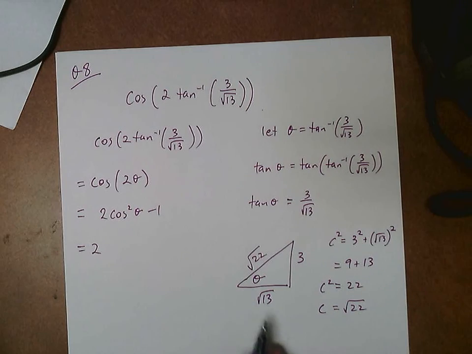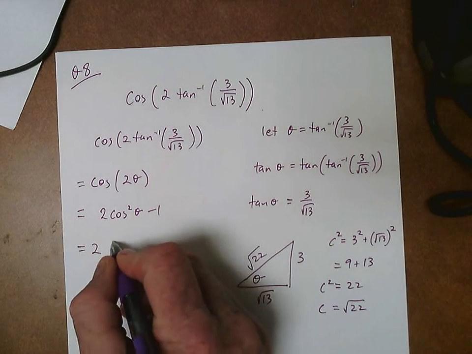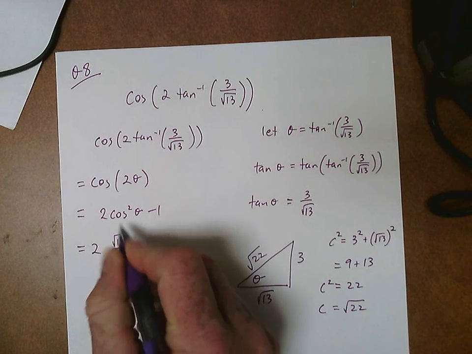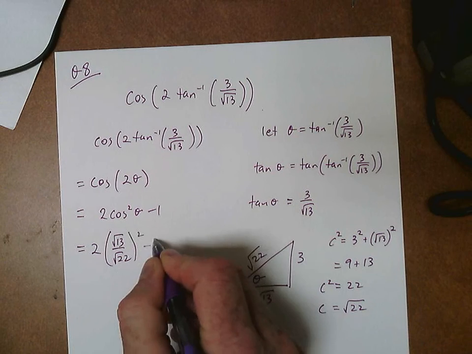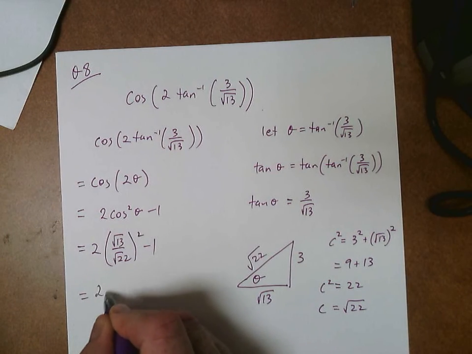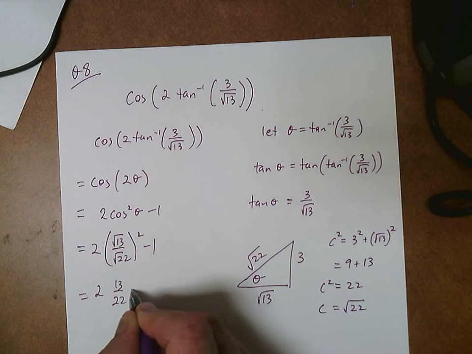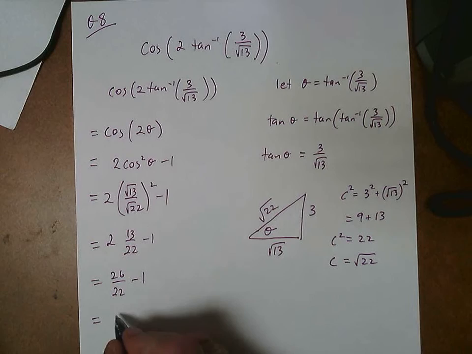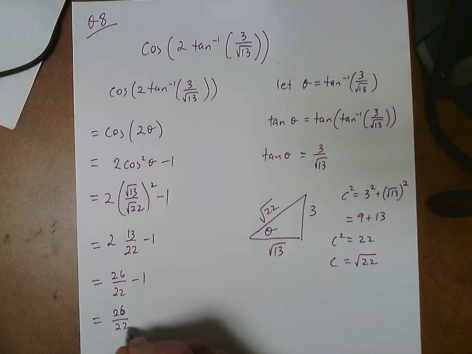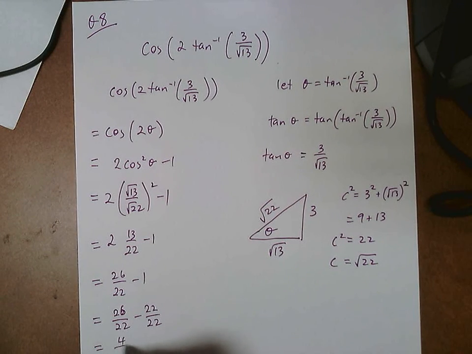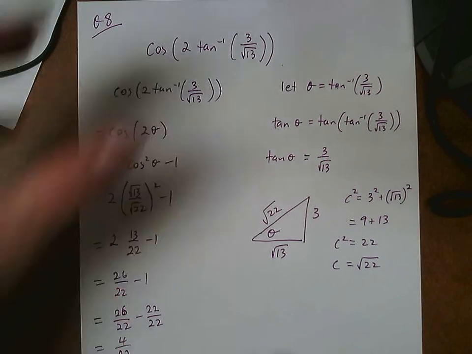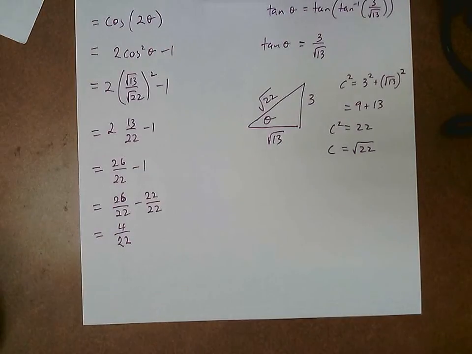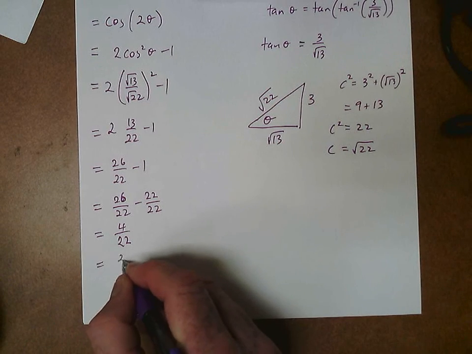So cosine theta, cosine is adjacent over hypotenuse, root 13 over root 22, and it's being squared, minus 1. So that's 2 times 13 over 22 minus 1 is 26 over 22 minus 1 equals 26 over 22 minus, I'm going to rewrite 1 as 22 over 22 so I can do the subtraction, and it gives me 4 over 22, which of course we could simplify to 2 over 11.